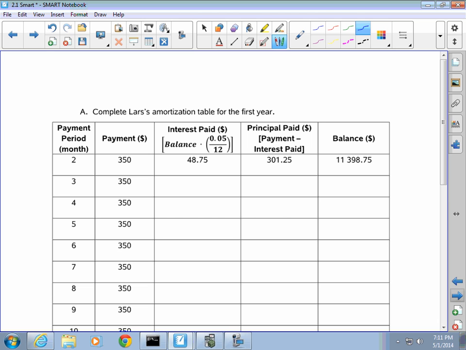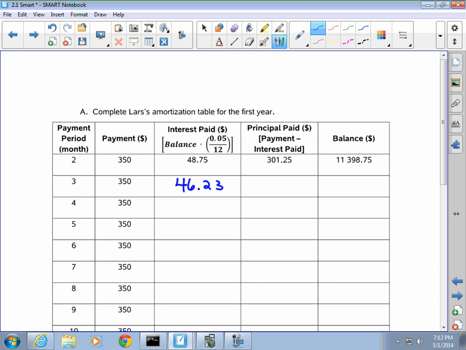His balance was $11,398.75. So when you calculate for month 3, you take your $11,398.75 and multiply it by 0.05 divided by 12, and the interest amount then is $46.23.